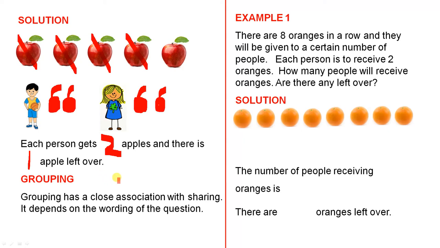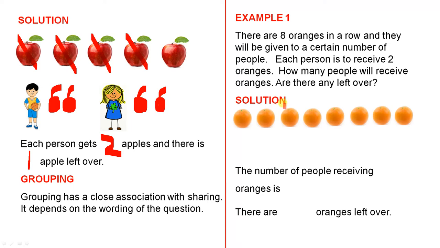Let's have a look at grouping. Grouping has a close association with sharing. It depends on the wording of the question. Example 1. There are 8 oranges in a row and they will be given to a certain number of people. Each person is to receive 2 oranges. How many people will receive oranges? Are there any left over? So that's an interesting question.